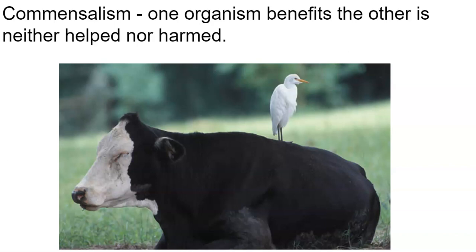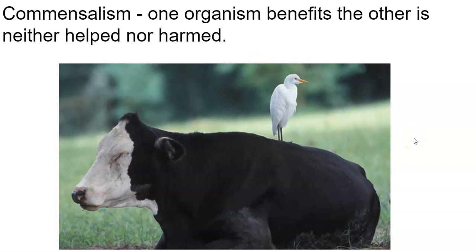that is where one organism benefits, and in this case it would be the bird, which is called a cattle egret. As the cattle tear up or disturb the soil, insects or worms or whatnot become exposed, and this bird benefits by eating it. The cattle is not harmed, the cattle is not helped, and so it's an example of commensalism. Okay, so I'll just use that as an example of commensalism.